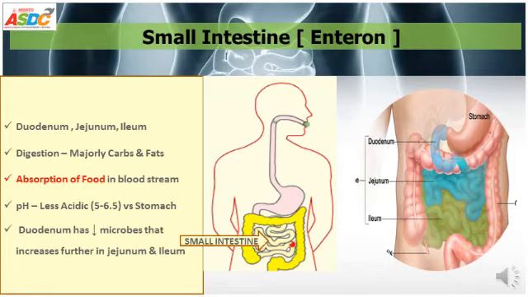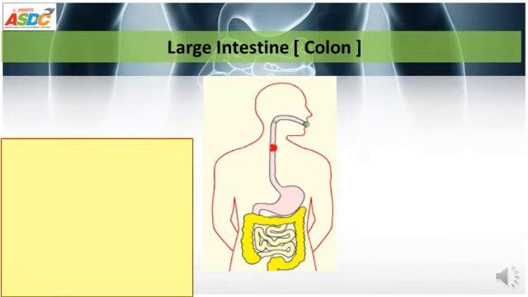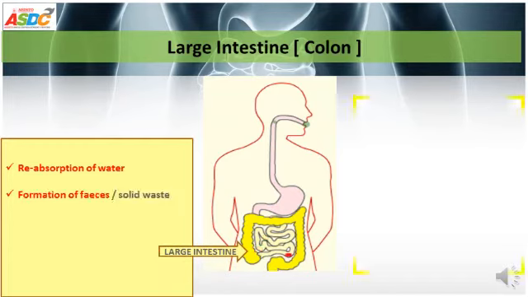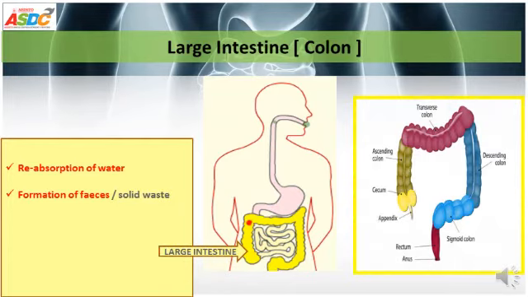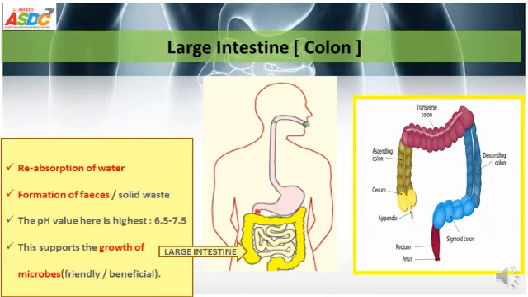The food will now enter into the large intestine, called colon. Large intestine helps in reabsorption of water. It ensures the formation of solid waste, that is feces. The pH value here is the highest, in the range of 6.5 to 7.5. Thus, it is ideal for the growth of microorganisms, which in turn will support our gut health.